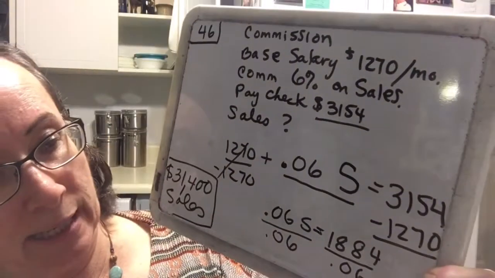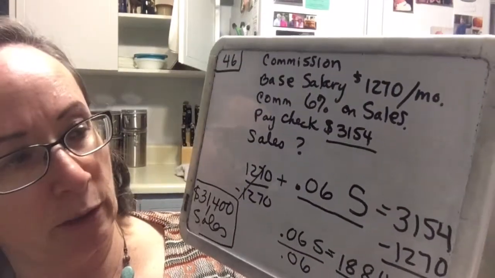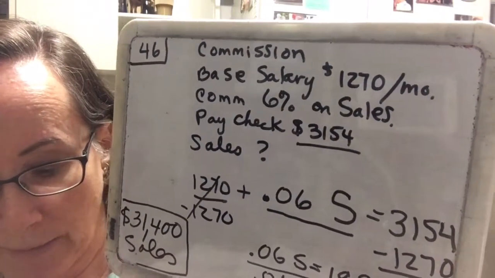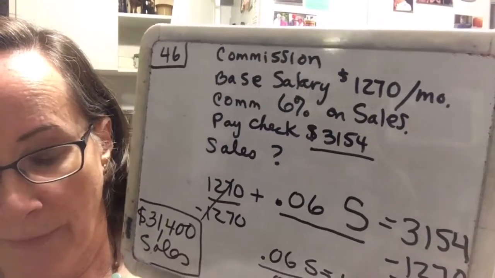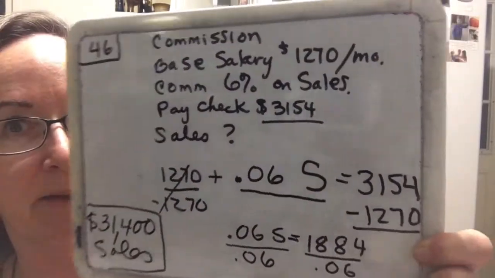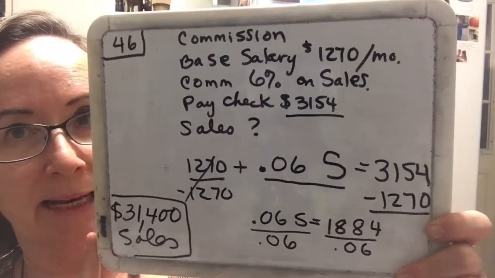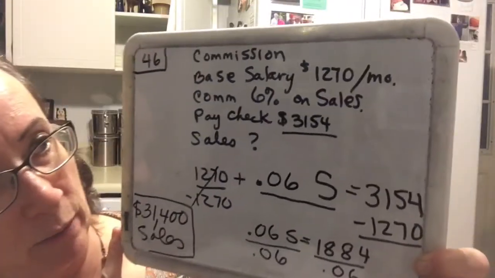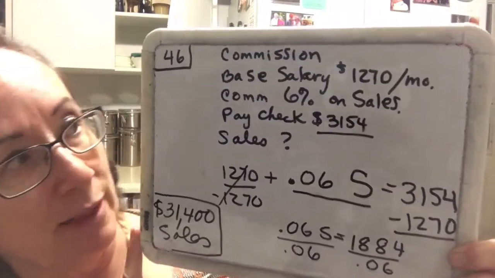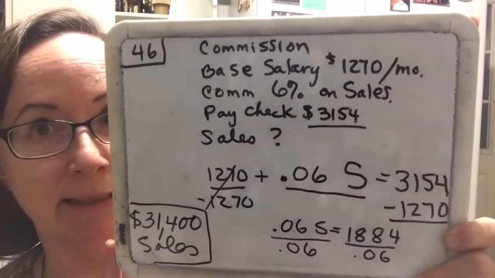And then to check it, of course, we would take 31,400 and multiply it by 0.06 to make sure that we did indeed get the 1884, and we did. So he sold a lot of merchandise of whatever that was and got a lot of money. So that is problem number 46. And 47, no, we're doing 50 next.